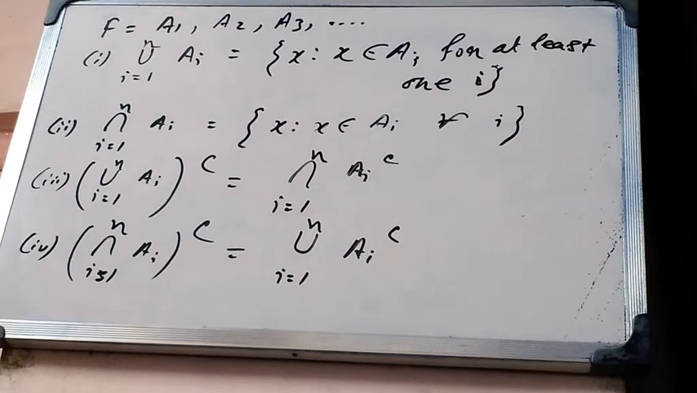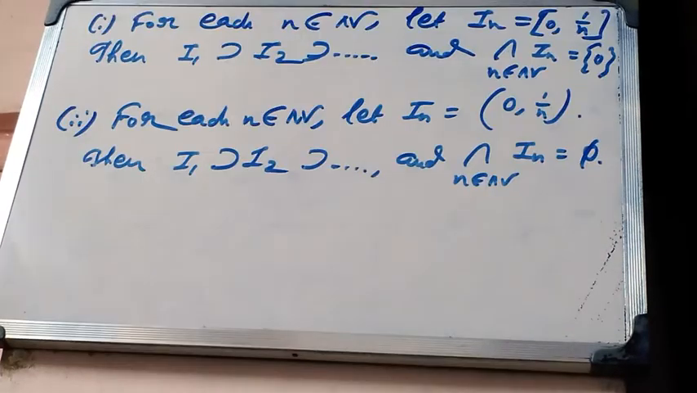Now we can proceed towards some examples. The first one says for each n belongs to natural numbers, let In be equal to the closed interval 0, 1 by n. Then we can say that I1 is a superset of I2 and is a superset of I3 and so on. And intersection of n belongs to natural numbers In is equal to nothing but the singleton set 0. And the second example is for each n belongs to natural numbers, if In is equal to open interval 0, 1 by n, then I1 is a superset of I2, is a superset of I3 and so on, and intersection of n belongs to natural numbers In is equal to nothing but the null set phi.